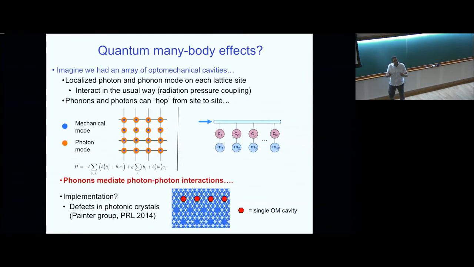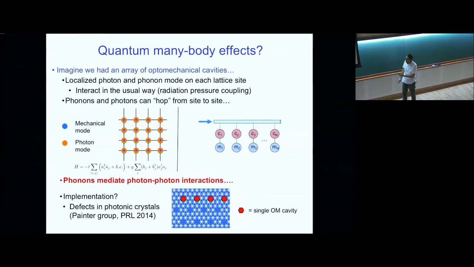It turns out the exact same physics that gives you a band structure and localized modes for the photons in this system, the same thing is true for the elastic waves. So the same physics that localizes a photon on one of these sites also localizes a phonon mode. This is work that was really pioneered in Oscar Painter's group at Caltech. A defect in one of these photonic crystal systems is a cavity.